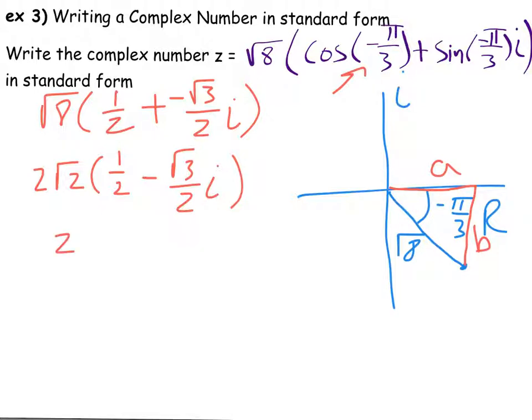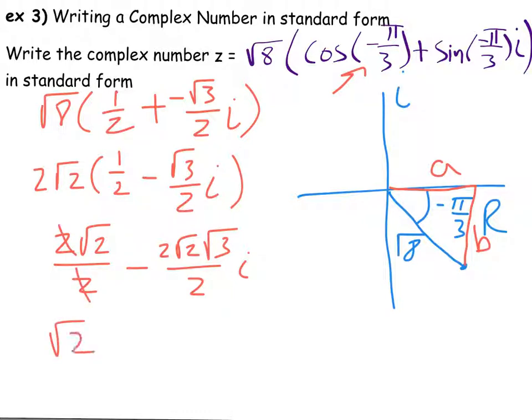And I get 2 square root 2 over 2 minus 2 square root 2 times square root 3 over 2, and of course that is with i. Those will cancel there. Square root 2 times square root 3 is square root 6. And so a would be square root 2, b would be negative square root 6. I've got this switched over to standard form.